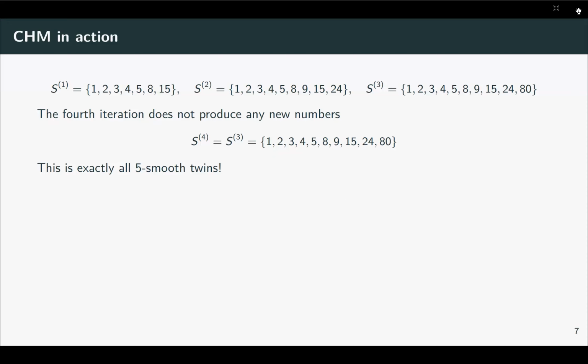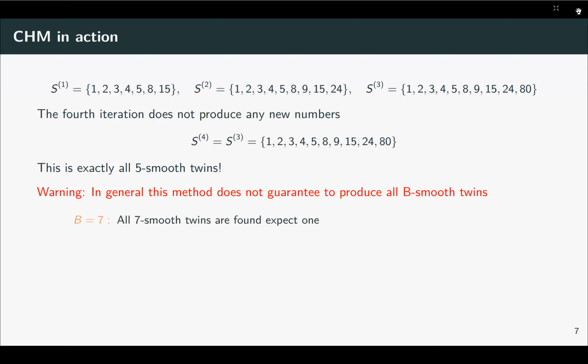Now this is a bit of a coincidence. In general, you can't expect to find all B-smooth twins from this sort of procedure. One example of this is if you just go to the next prime up, B equals 7, you actually find all of them apart from 1. If you are paying attention to my slides, you might have a guess at which one is missing. The one that's missing is this 7-smooth twin that I showed you.